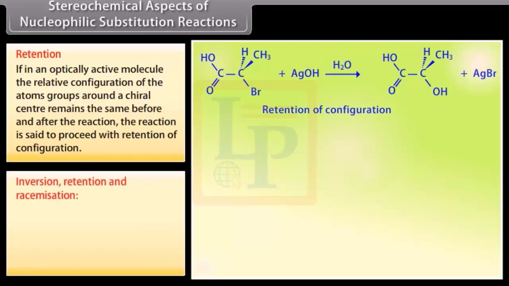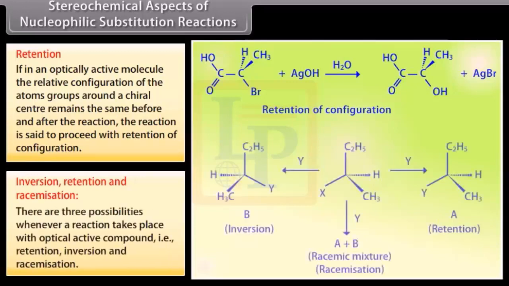Inversion, retention and racemization. There are three possibilities whenever a reaction takes place with an optically active compound, that is, retention, inversion, and racemization.